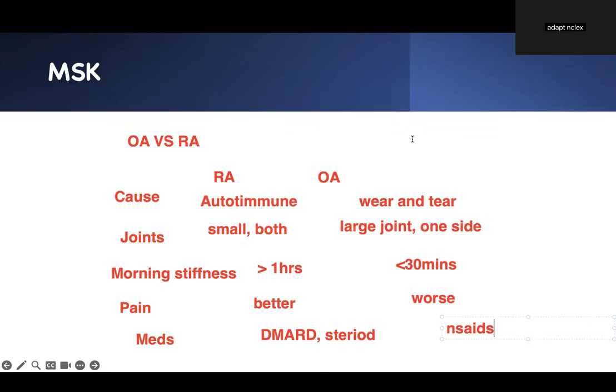So if I tell you we have a medication called methotrexate, who are you going to give it to? We have a medication called hydroxychloroquine. Who are you going to give it to? These are all DMARDs. You give it to rheumatoid arthritis. Pay attention to that. Don't forget. That's the key.